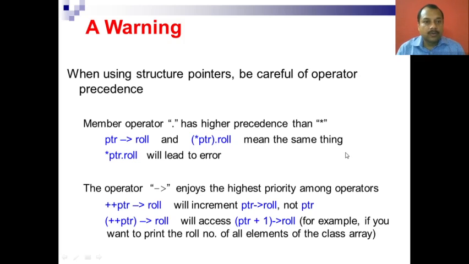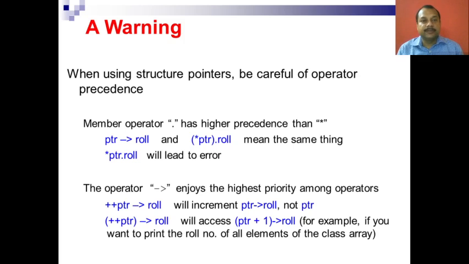So a warning, when using structure pointers, be careful of operator precedence. That is very important. The member operator dot has higher precedence than star. So pointer right arrow role and star pointer within parenthesis dot role mean the same thing. However, star ptr dot role will lead to error. So this is very simple but important thing.